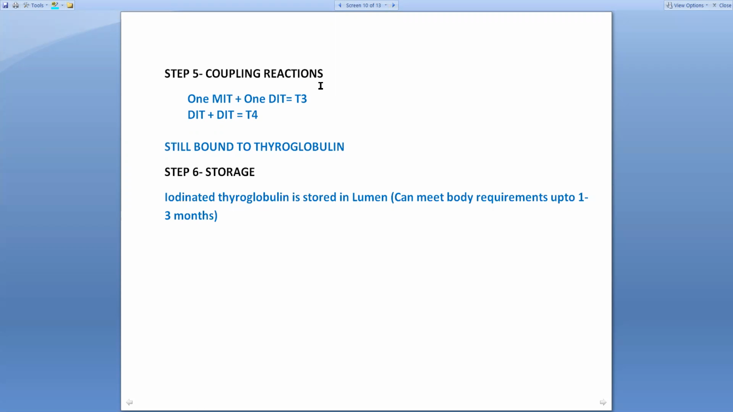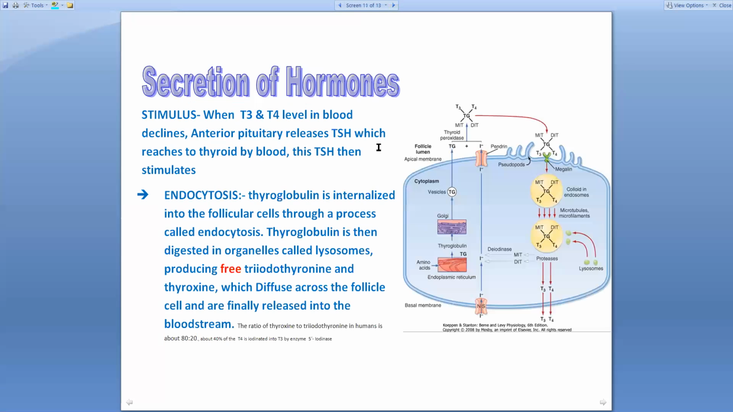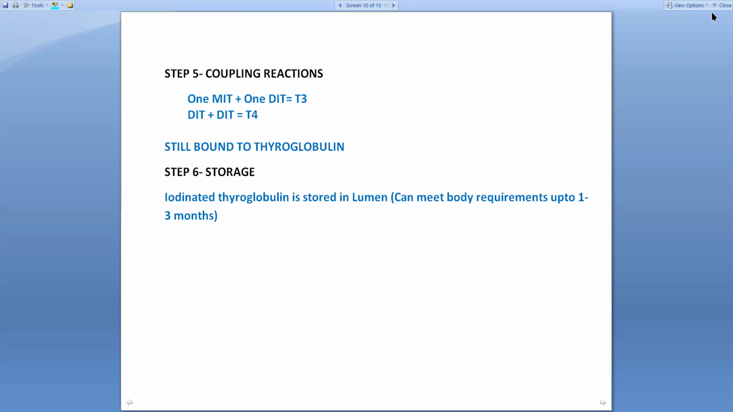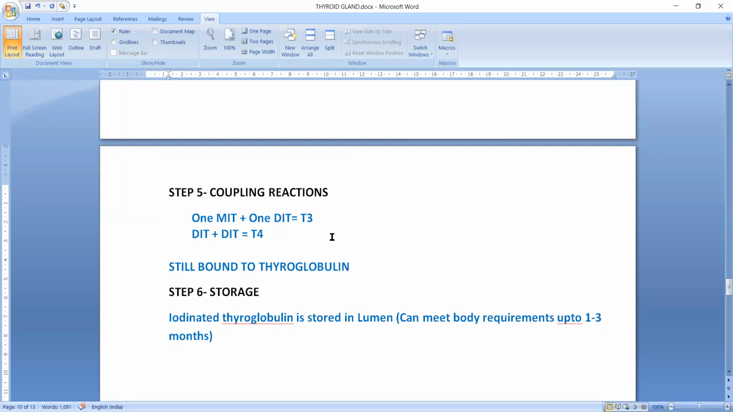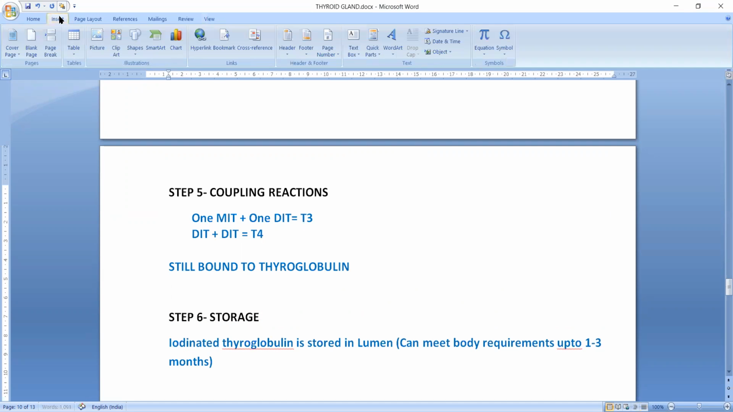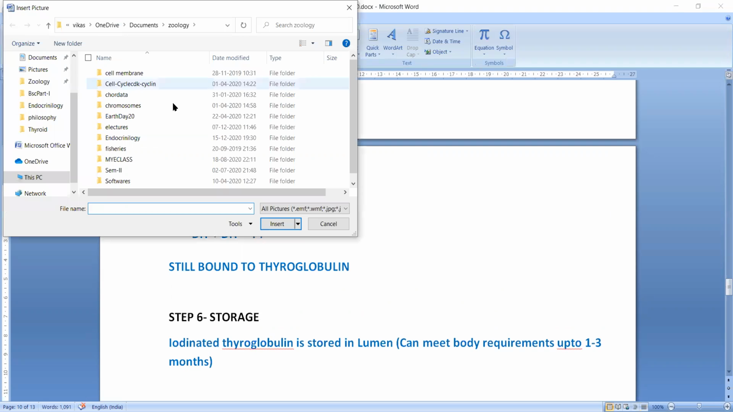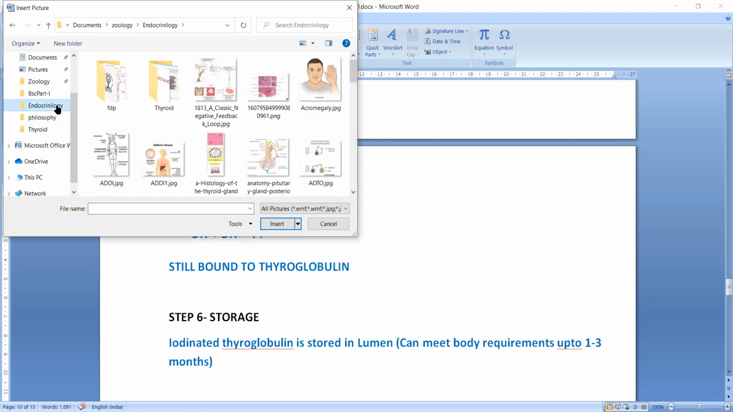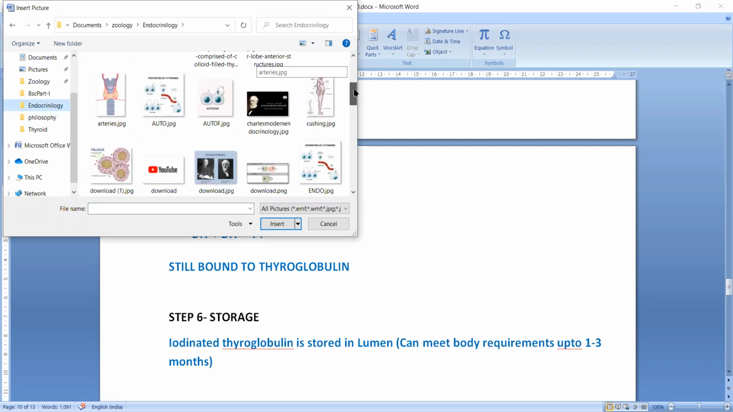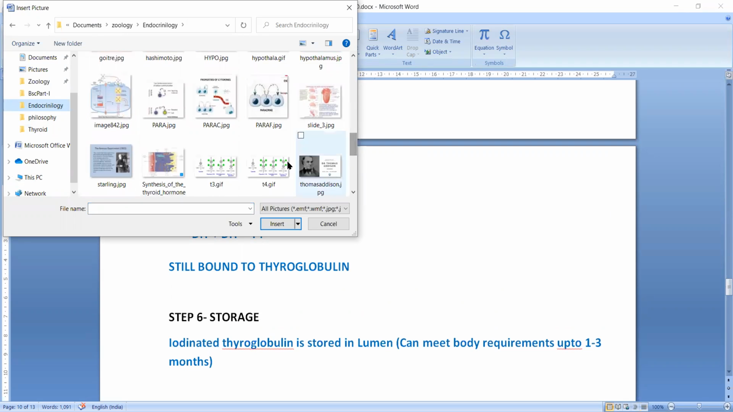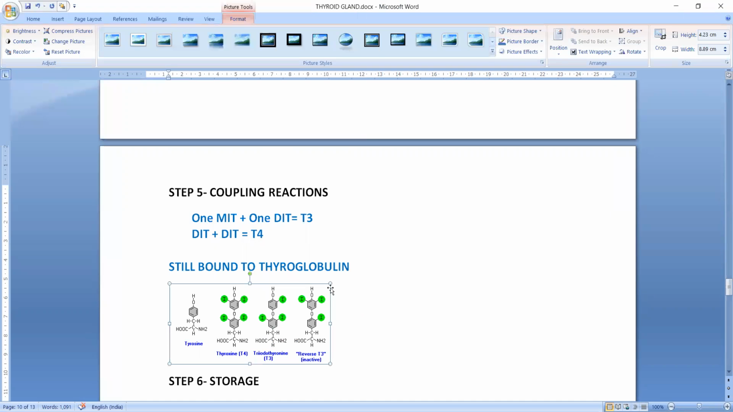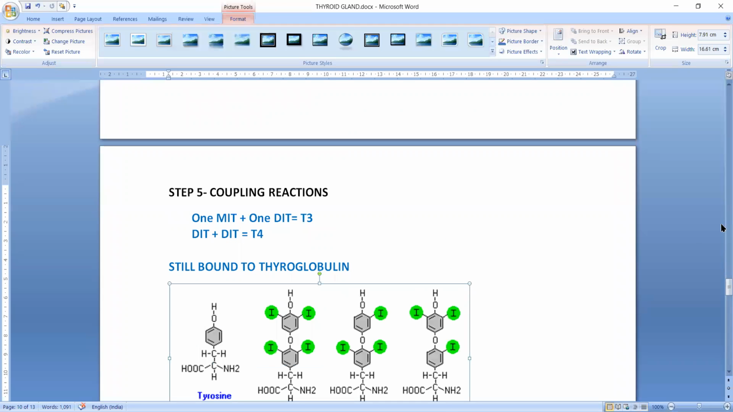We have to remember that when these coupling reactions are occurring, it is still bound to thyroglobulin. See how it is bound to thyroglobulin. It is bound to thyroglobulin in this format. See, this is the structure.